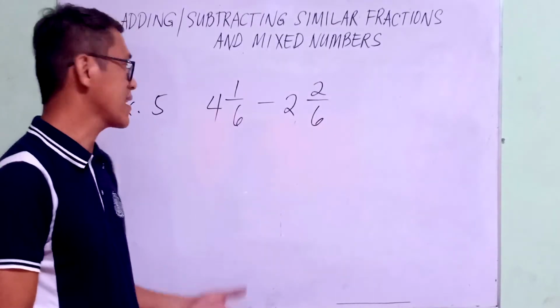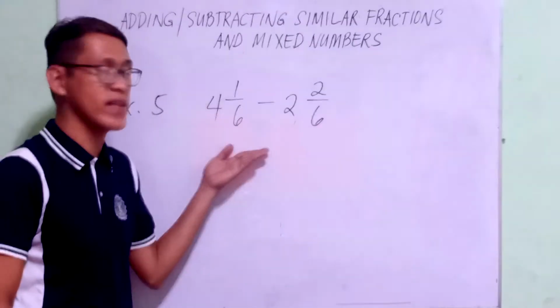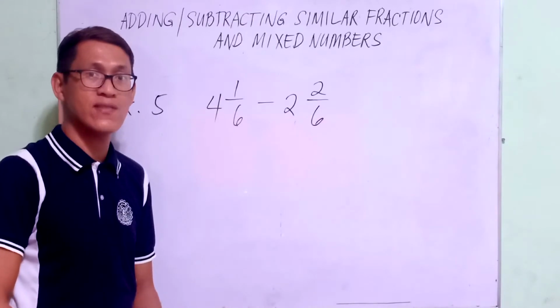Let's have the last example here. We have 4 1/6 minus 2 2/6.